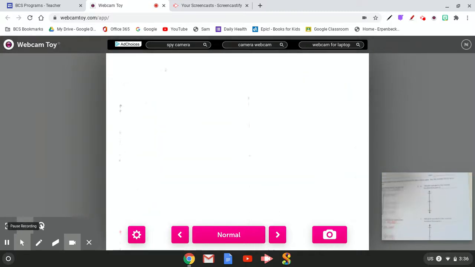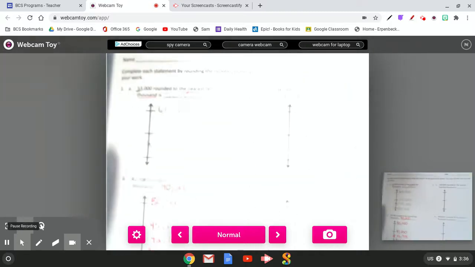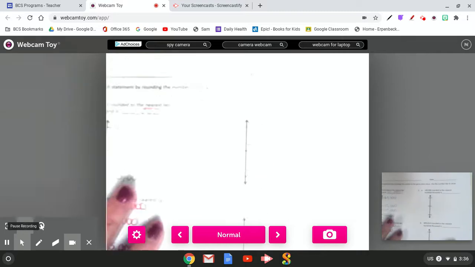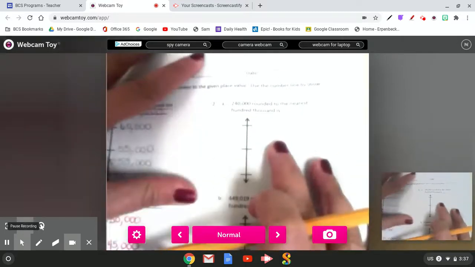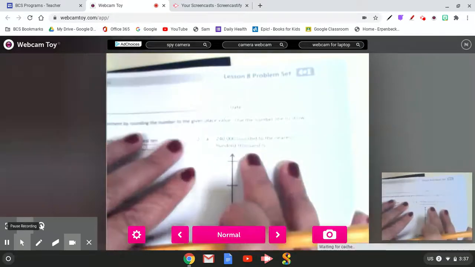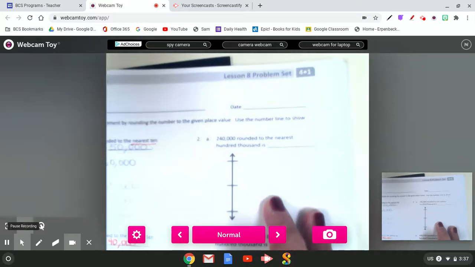Sorry, boys and girls. Again, we're having a little bit of a problem with the focus today. I'll try to help you to see it a little bit better. There we go. It's coming into view. Okay, here we go.